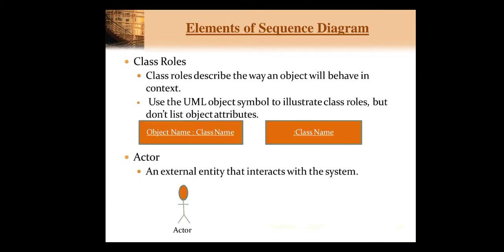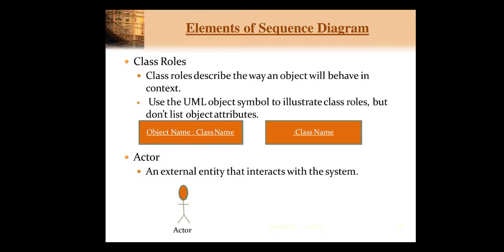So we will see one by one. The first element of a sequence diagram is nothing but class roles. Class roles describe the way an object will behave in a context. Use the UML object symbol to illustrate class roles, but don't list object attributes. That means how we will represent the class with the help of a UML diagram.